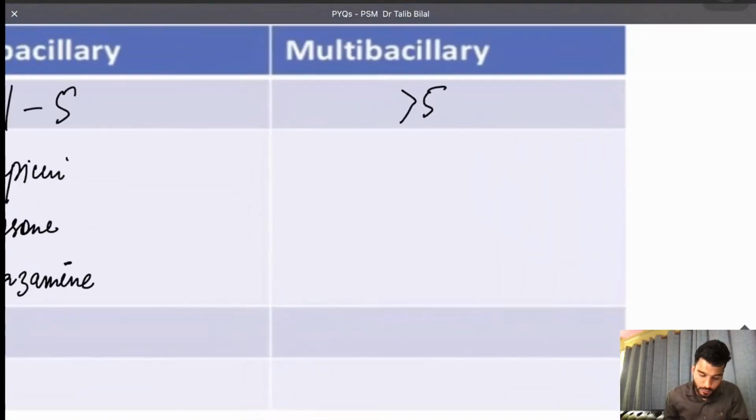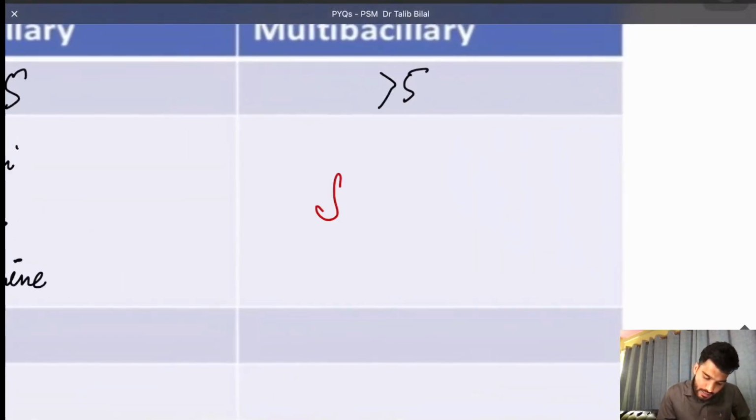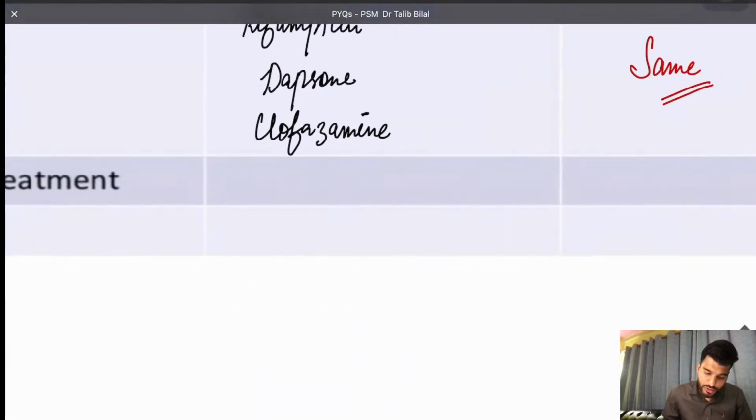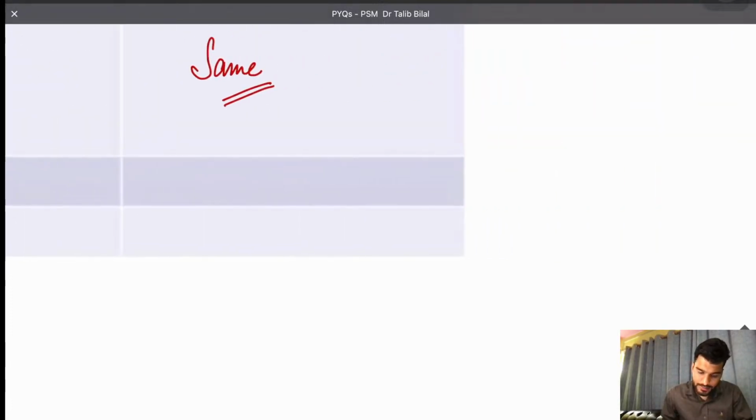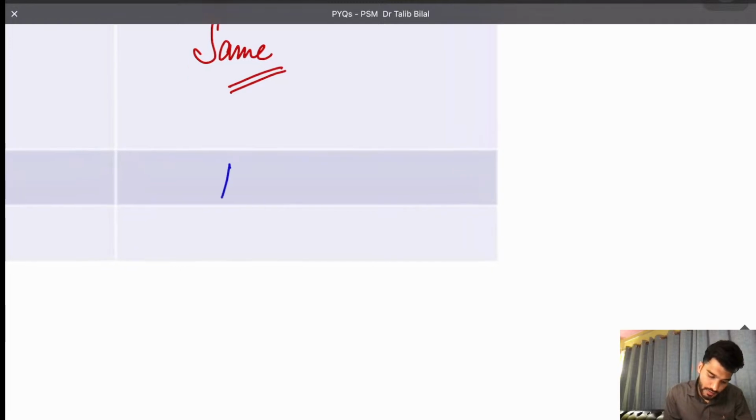And what are the drugs for multibacillary, guys? Same drugs. We have the same. If I talk about the duration of the treatment, that can be asked, guys. Duration of the treatment in paucibacillary, we have 6 months. And for multibacillary, we have 12 months.